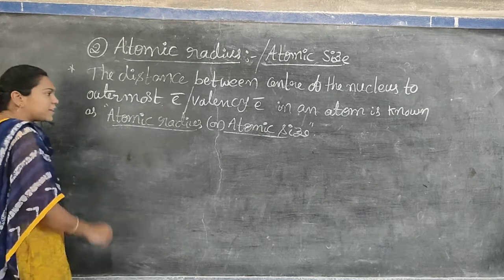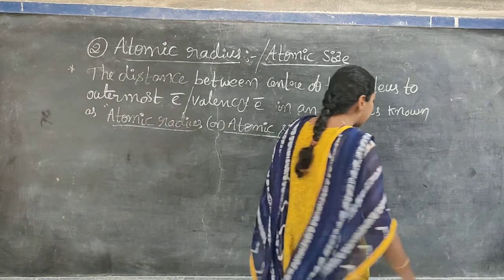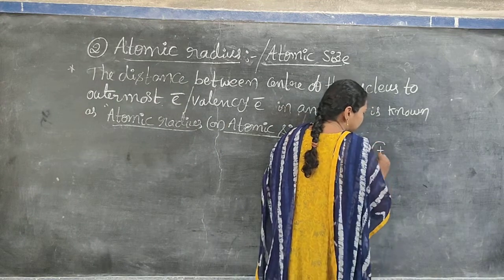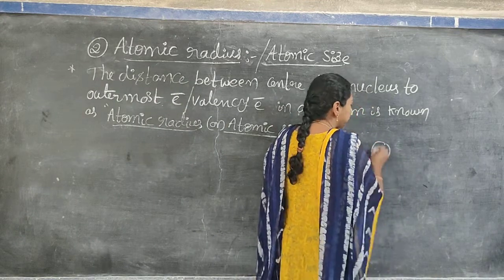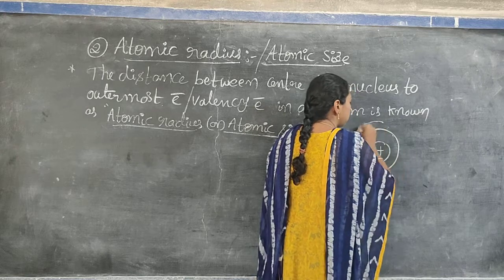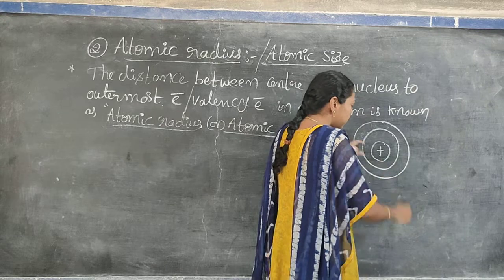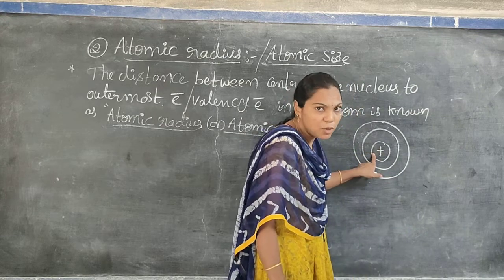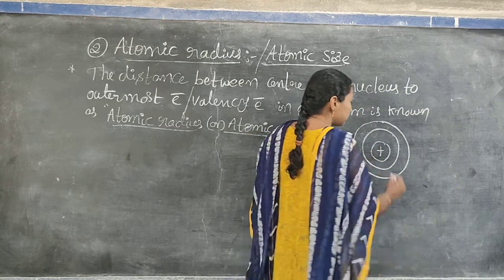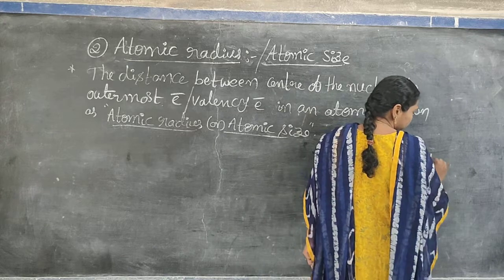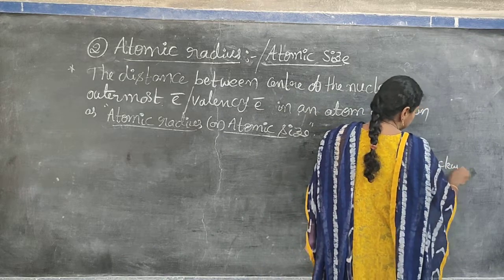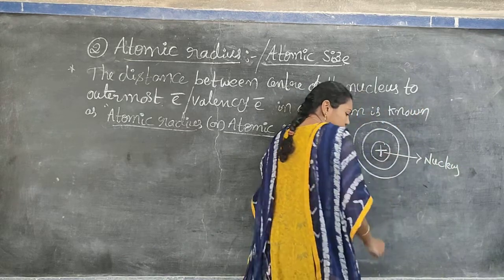So, we can say easily according to the diagram also. I will draw a normal diagram for any atom. This is the center part of the atom, known as the nucleus. The nucleus charge is positive.